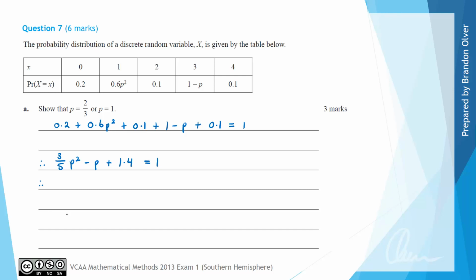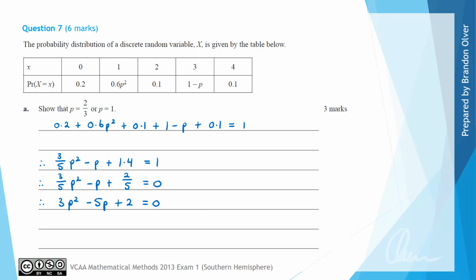But to solve a quadratic equation we want it equal to 0, so we're going to have 3 over 5p squared minus p, and then subtracting 1 across will just give plus 2 on 5, or 0.4, is equal to 0. And then so that we're not dealing with fractions, we're going to multiply every single term by 5, so therefore we're going to have 3p squared minus 5p plus 2 is equal to 0. Now this could be solved using factorizing and the null factor law, or the quadratic formula.